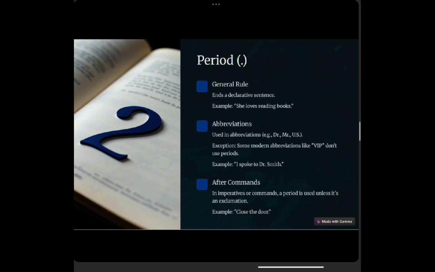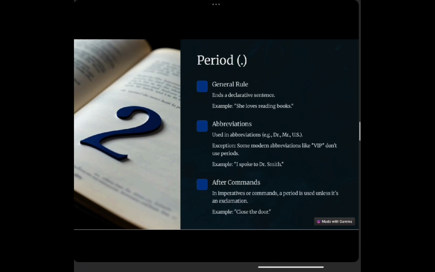First up, the period. The period is used to end a complete sentence or thought. It tells the reader that's the end of the idea. For example, "She loves reading books." We also use periods in abbreviations such as Dr. for doctor, U.S. for United States.